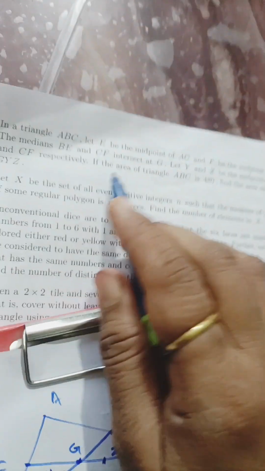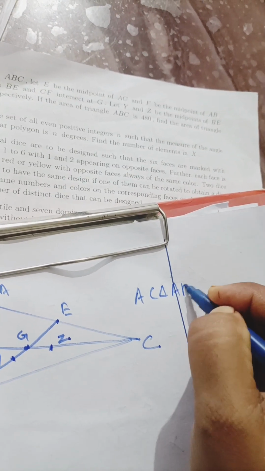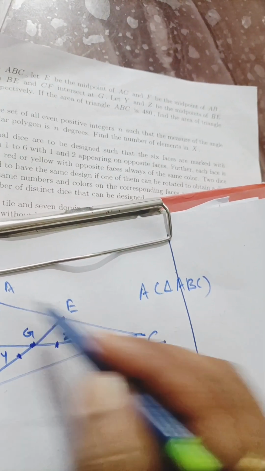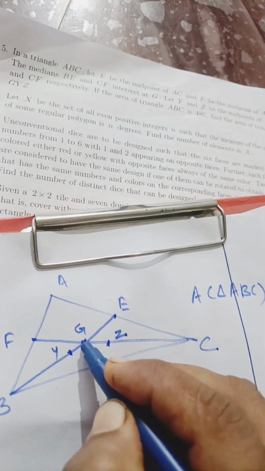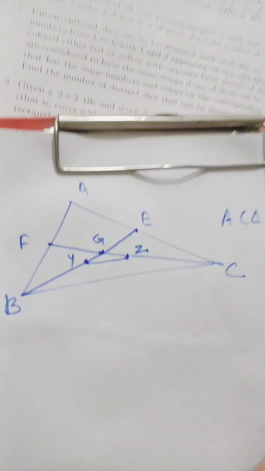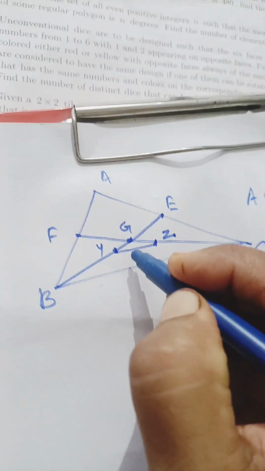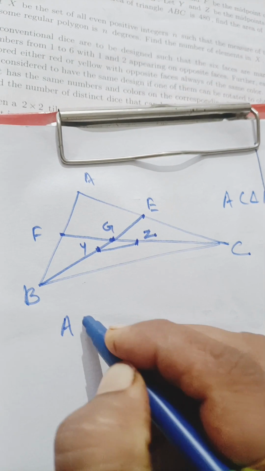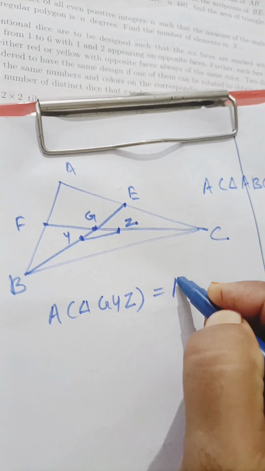If the area of triangle ABC is 480, and we have to find the area of this triangle GYZ, this small triangle. Understood the example? Now let us go for the solution. We will consider the area of triangle GYZ as A.